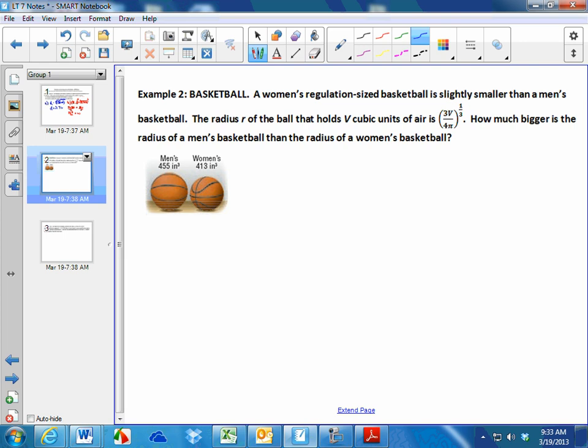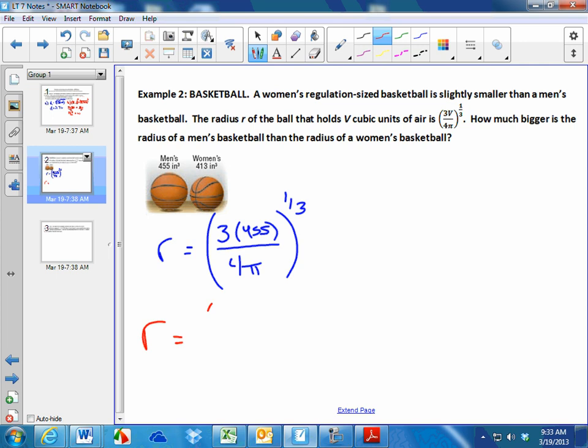So this is where the calculator, I think, is going to get some of us. Some of us, when we plug this problem in, are going to get different answers. So let's start by writing what we're going to type in, and then let's try it. For the men's basketball, the R is 3 times 455 divided by 4 pi, all to the 1/3 power. The women's basketball, according to the formula, will be 3 times 413, according to the diagram, 413 cubic inches is the volume, over 4 pi to the 1/3.